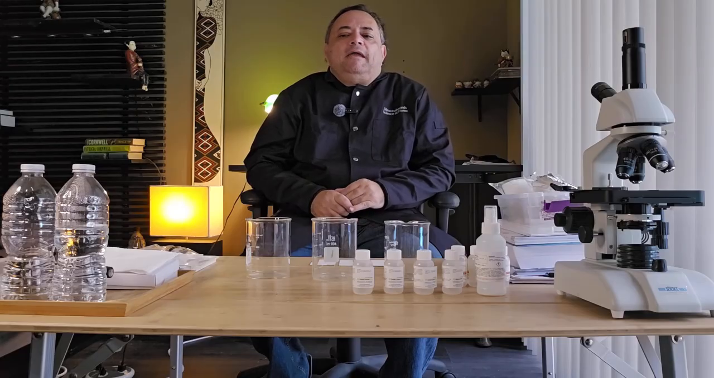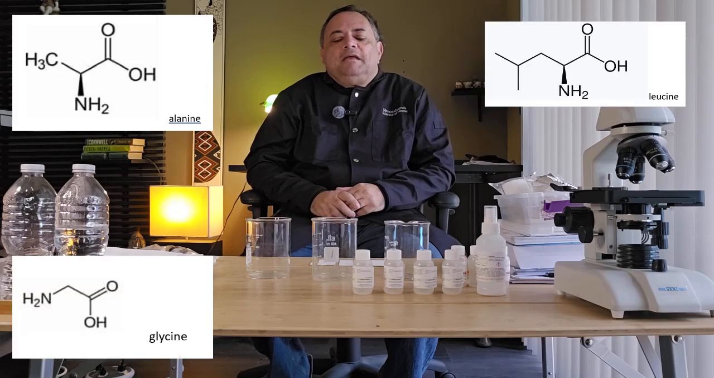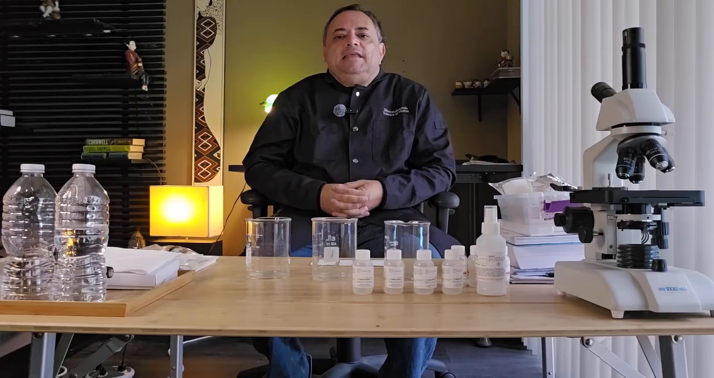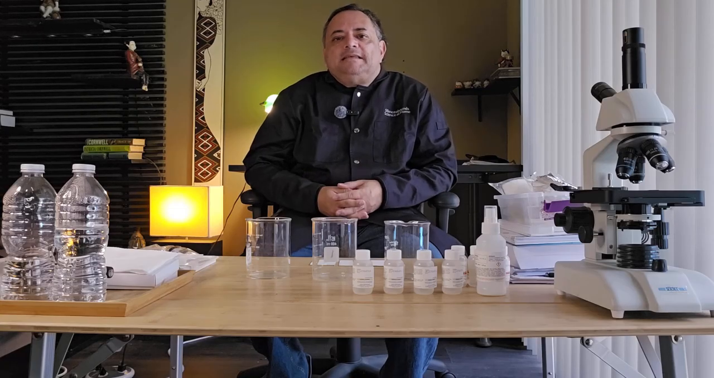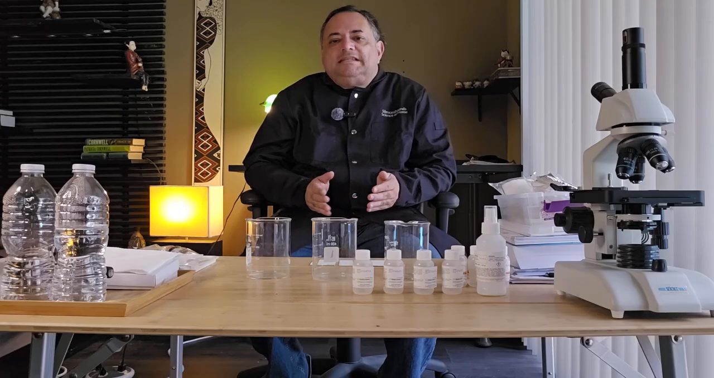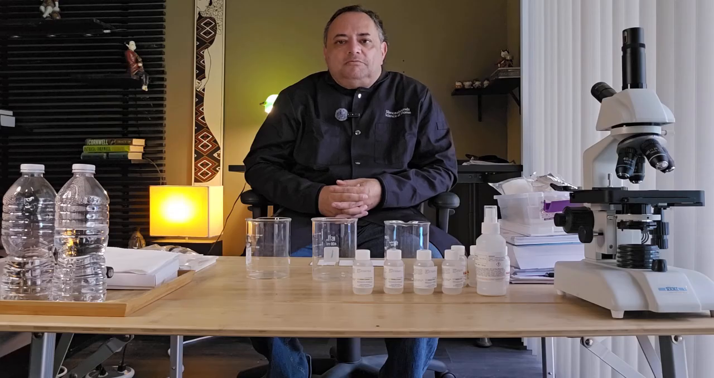In this lab, we're going to separate and identify 3 amino acids: alanine, glycine, and leucine. We have some known standards containing those 3 amino acids, and we have a sample that we know has an unknown amino acid. So we're going to use thin-layer chromatography to identify the amino acid in our unknown sample by comparing it with our known control samples.